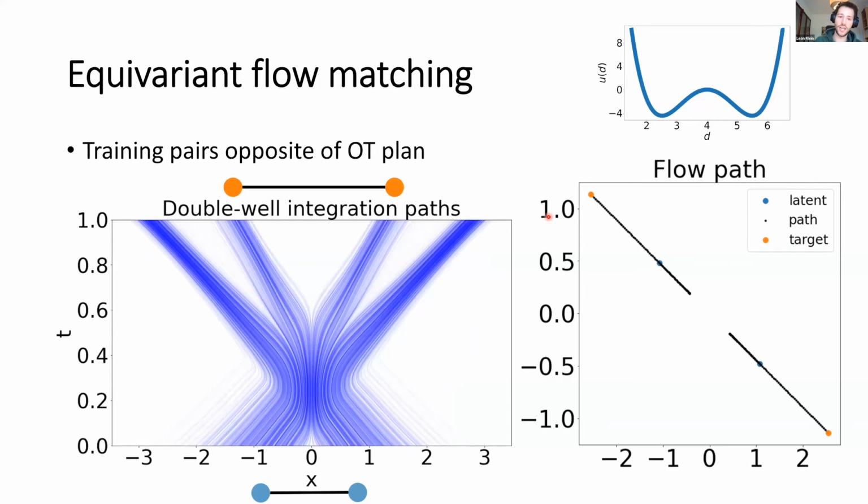But if we do the opposite, if we always match samples such that they're not following the OT plan, but the opposite, so essentially, we want, for example, that this latent sample goes to this target and this latent to this, such that these paths cross. So this is what the model sees during training. However, what it ends up with are these integration paths. So instead of crossing the origin, what happens is that the direction changes. Even if it gets really close to the origin, instead of going across it, it will change the direction.